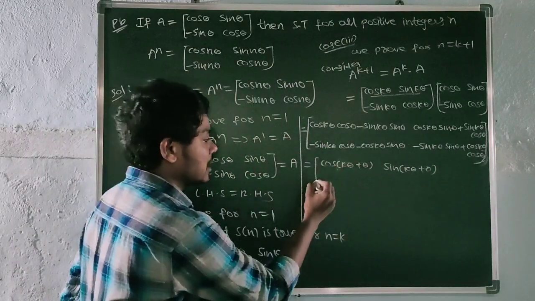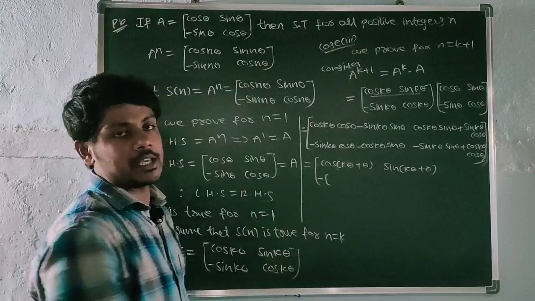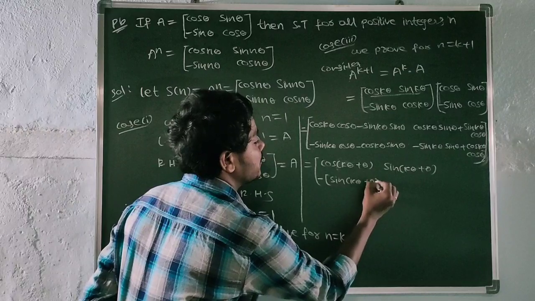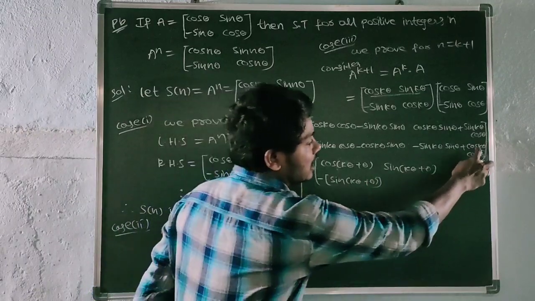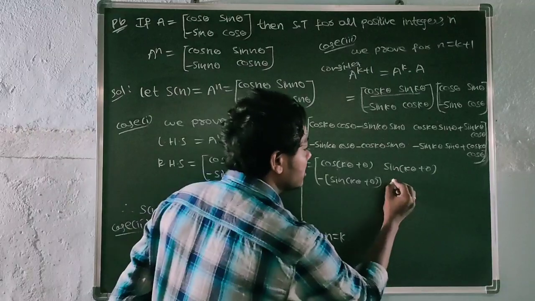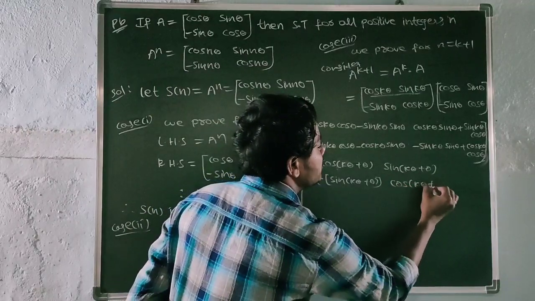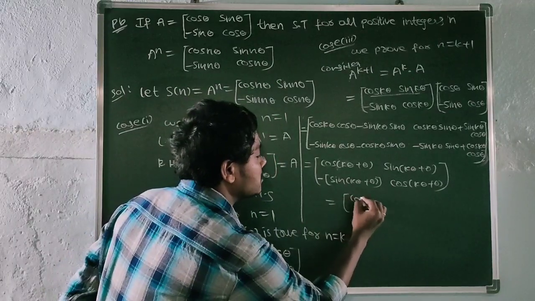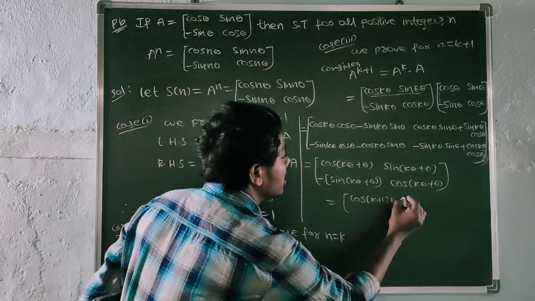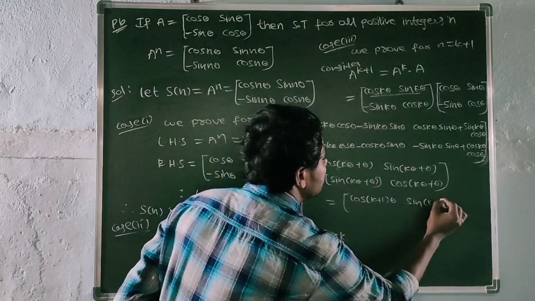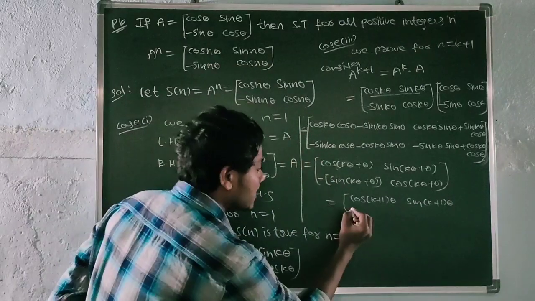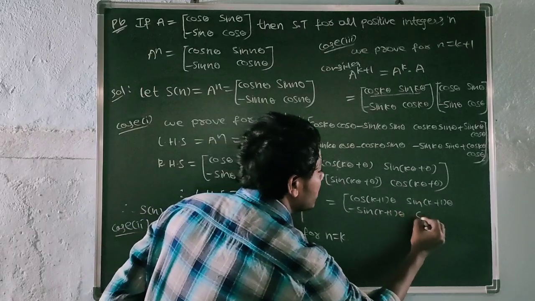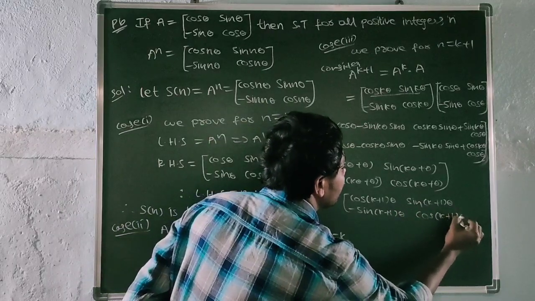So here minus is common, you get sin A cos B plus cos A sin B. So that is what? Sin of A plus B. Now here cos A cos B minus sin A sin B, that is cos of A plus B. Therefore this is what? Cos of k plus 1 of theta. So sin of k plus 1 of theta. Here minus sin of k plus 1 of theta, here cos of k plus 1 of theta.